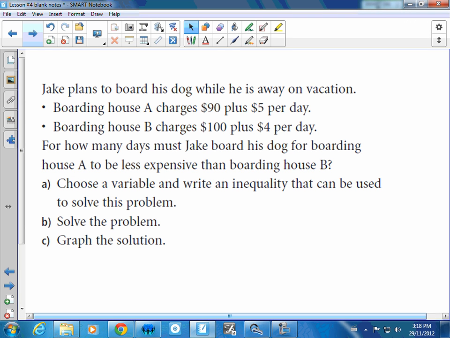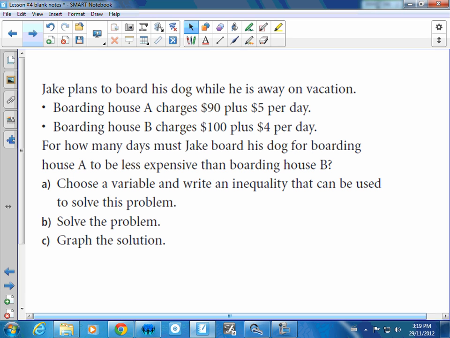Now, there are two kennels that we can take our dogs to. Kennel A, how much is it? $90. You walk in the door with your dog, how much do they charge you? $90, and then $5 per day. So if the dog stays there one day at boarding house A, how much? $95. If they stay there for 2 days, $100. 3 days, $105. Okay, we can figure that out, right? We just take the number of days times $5 and then add 90.